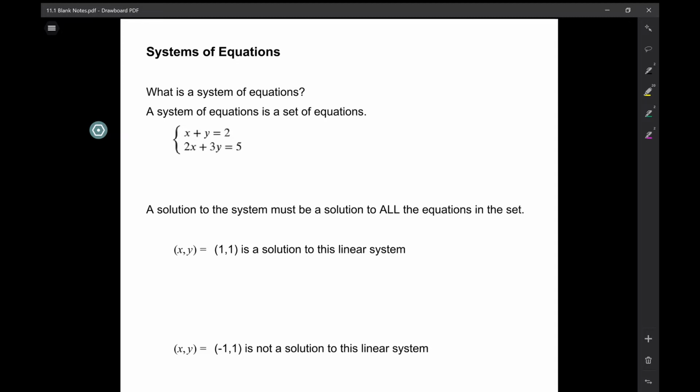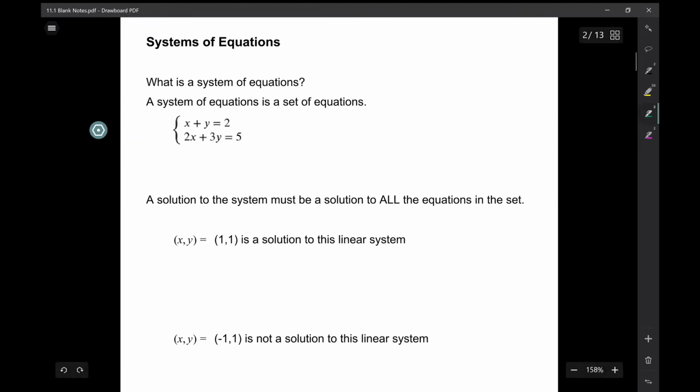x equal to 1, y equal to 1 is a solution to this linear system. And we usually write solutions as an ordered pair. And the order tells you which value goes with which. So the x is the first value and the y is the second value. So (1, 1) is a solution to the system.